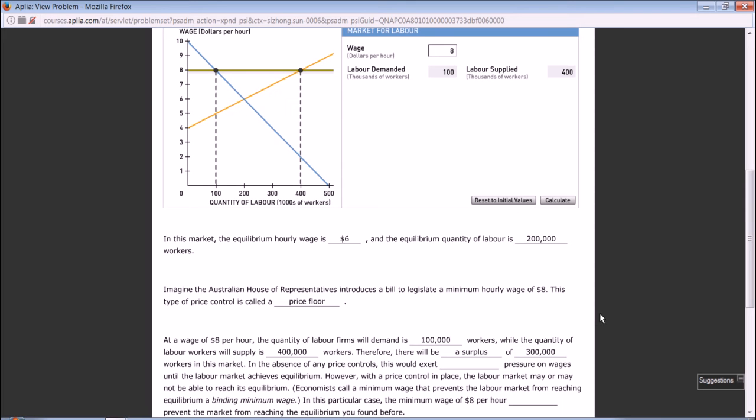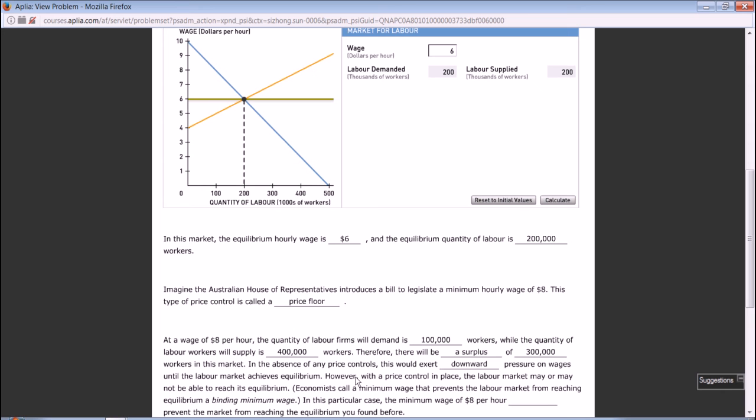If there's no price control, this will put downward pressure on wages, because now there are more people in the market who want to find a job but couldn't find one. So this will exert downward pressure on wages until the labor market achieves equilibrium, which means the wage rate drops. Eventually, it reaches the equilibrium point.